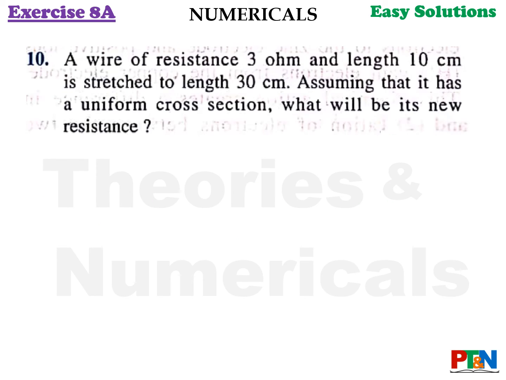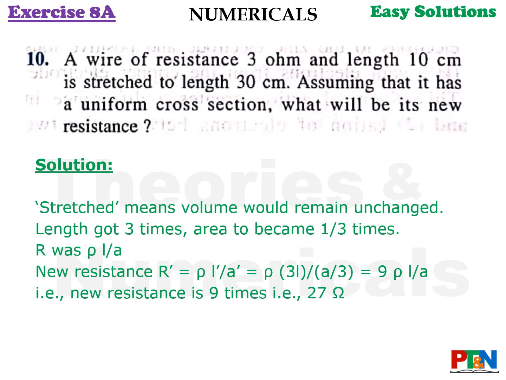Next one, number 10. A wire of resistance 3 ohm and length 10 centimeter is stretched to length 30 centimeters. Same question. It has become 3 times here. Assuming that it has uniform cross section, what will be the new resistance? Again, same thing. Length has become 3 times. That means area has become 1/3. So new resistance will be 9 times. So it will be 3 multiplied by 9, that is 27 ohm.